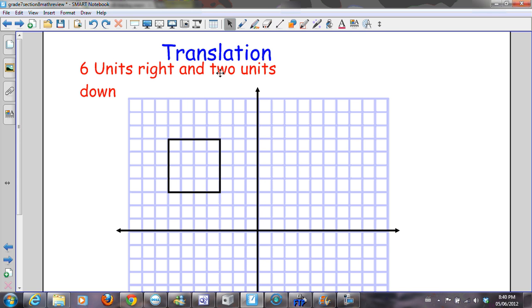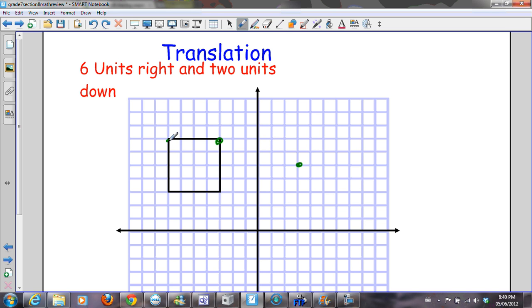So here's this translation. If you're asked to shift 6 units right and 2 units down, I have the liberty of being able to actually shift this over, so it's pretty easy for me to do it here. But if I had to do each point at a time, I'm going to start with this one. I'm going to go 6 units right and 2 units down. So 1, 2, 3, 4, 5, 6 to the right and 2 down.